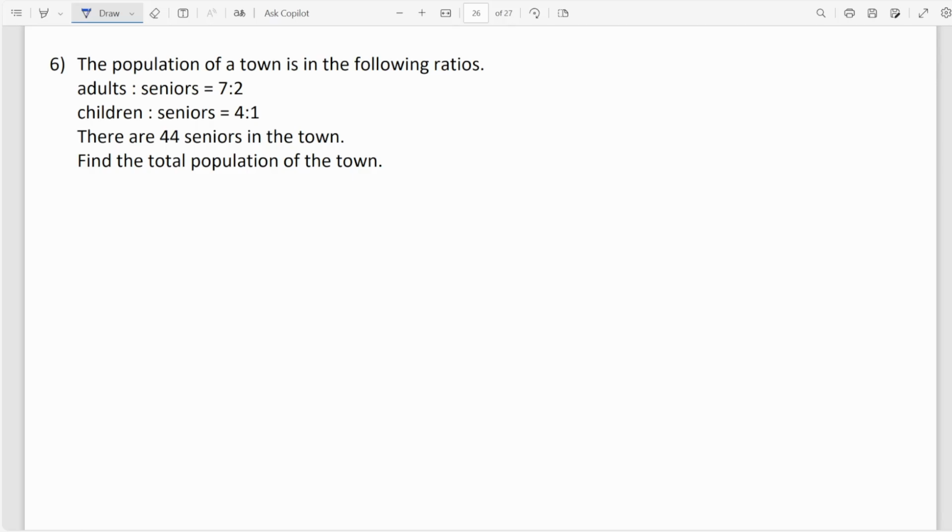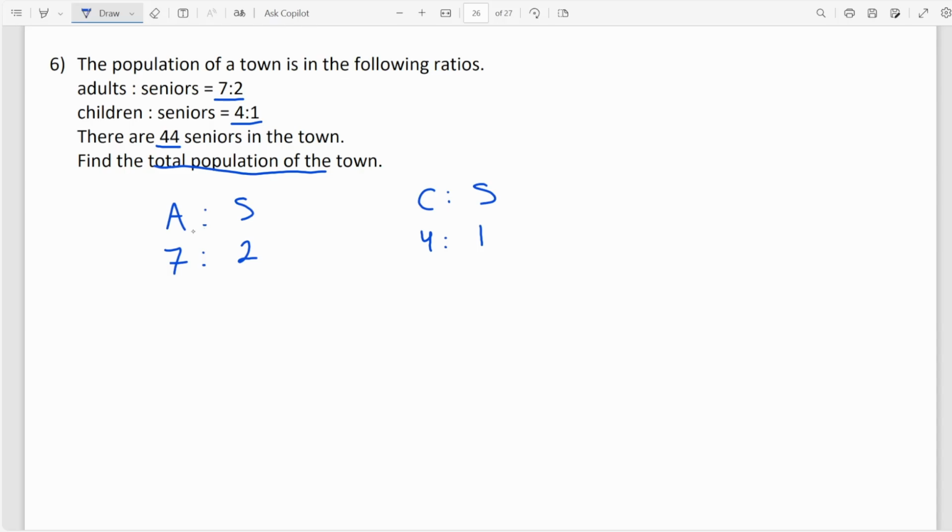Question 6. The population of a town is in the following ratios. Adults to seniors, 7 to 2. Children to seniors, 4 to 1. There are 44 seniors in the town. Find the total population. So as we can see here, we have two different ratios, and I will write them. So adults to seniors, 7 to 2, and children to seniors, 4 to 1. By the way, an exam tip is that you should always mark your ratios with the variables that represent them, okay? You don't have to write the whole thing.